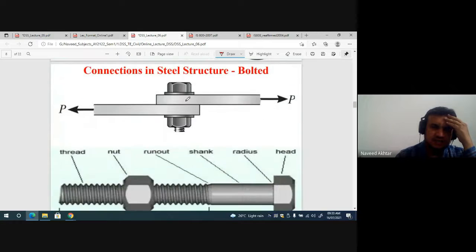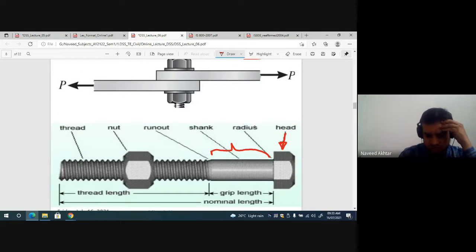Then the second type is the bolted connection. One, this is the head, the bolt head. You can see it is the head of the bolt. Okay, and then there is the shank area, and then again this portion is the threaded area. So this is the length of the threaded portion, you can see from here to here. And this shank area is called the grip length or plain area.